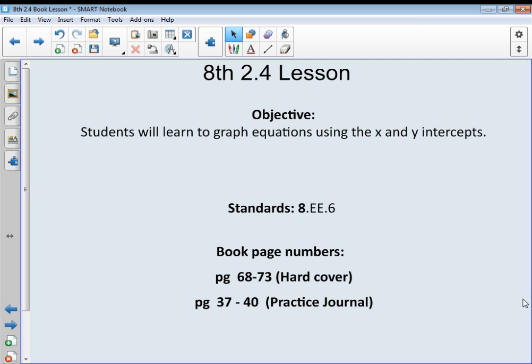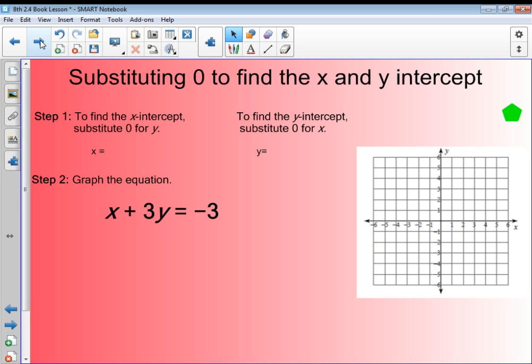Okay, this is the second part of 2.4 lesson. In this lesson, the objective is students will learn to graph equations using x and y intercepts. The standard covered in this lesson is 8.EE.6. The page numbers out of the hardcover book are pages 68 through 73, and out of the practice journal, pages 37 through 40.